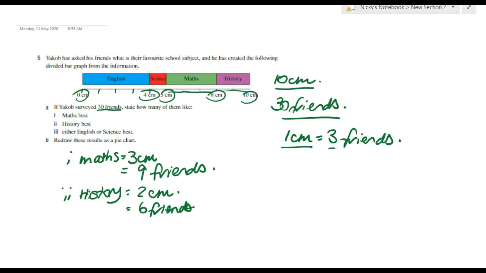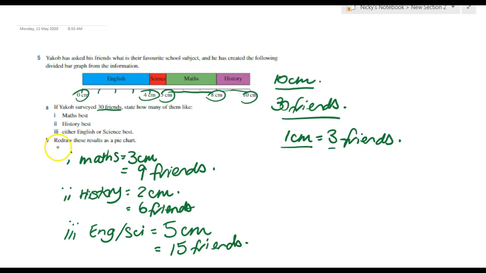Okay, and now the next one says either science or English. So you would find out English and science and then combine them together for this answer. So English is 1, 2, 3, 4 centimetres and science is 1. So we'll write English / science equals 5 centimetres altogether. And because 1 centimetre equals 3 friends, 5 centimetres equals 15 friends.